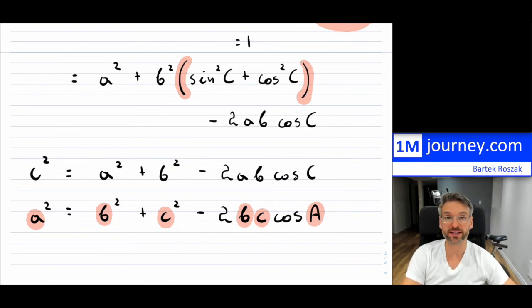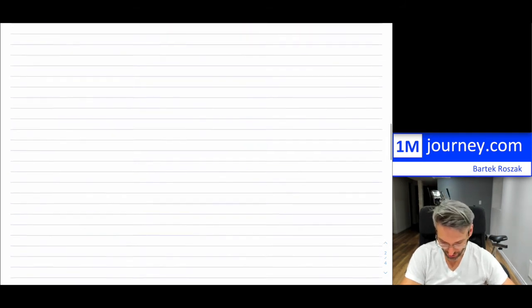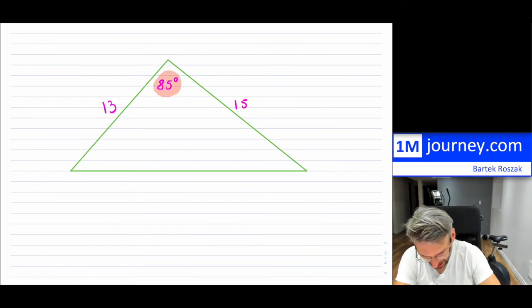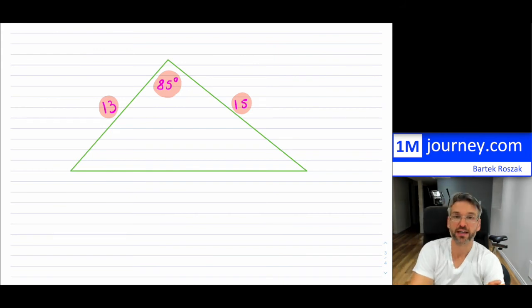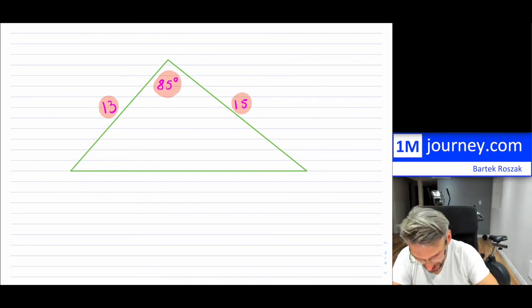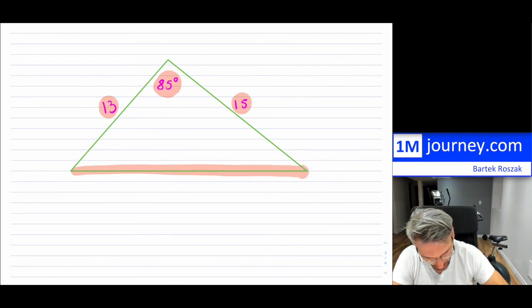Let's try to apply it to one example. Here we have an angle and two of the sides that are given. These have to be the adjacent sides. If they're not the adjacent sides, then the cosine law is kind of useless. But if the adjacent sides are given and the interior angle is given, then we can use the cosine law to find out what this length is equal to.